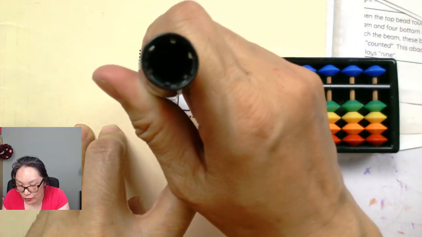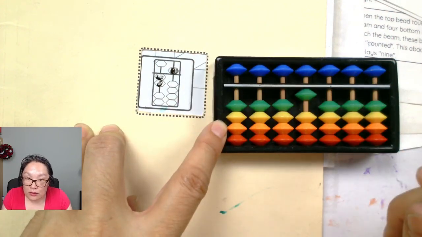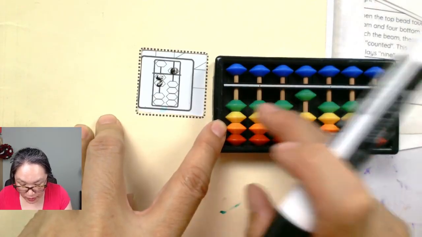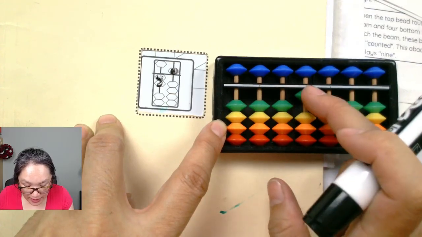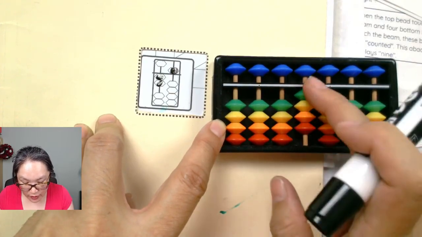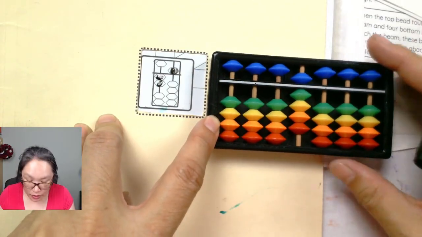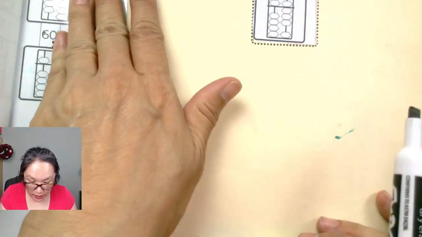If I have 1, 2, and then 1 over here, 25. Yes, thank you, Mitch. It is 25. How do I know? Because if this is my 1s, I have my 10s. 10, 20, 30, 40, 50, 60, 70, 80, 90. So what we're doing is we're talking about our decimal place. So 25.